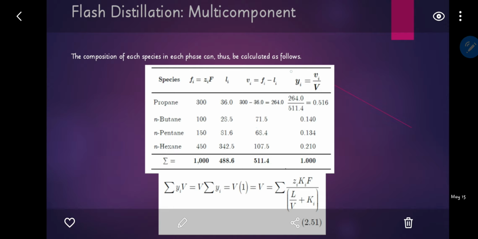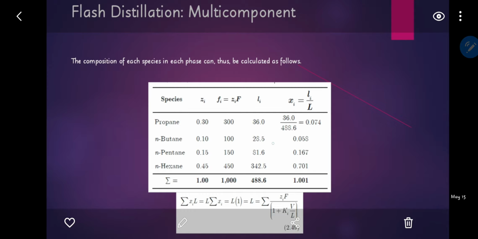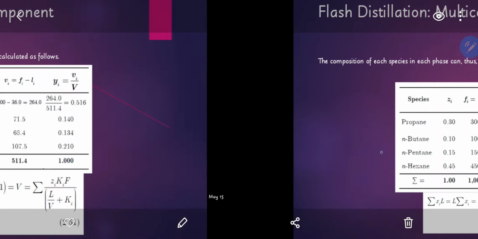Now, to solve for the composition of the vapor phase, that would be the flow rate of the species over V. And that would be 264 over 511.4 for propane, which will be equal to 0.516, and the rest follows. So this is now the composition in your vapor phase. This is now the composition in your liquid phase.